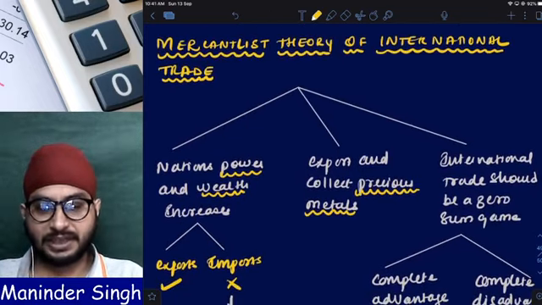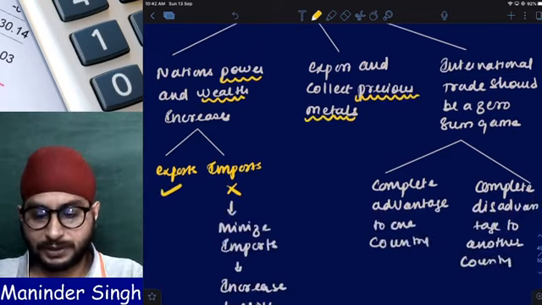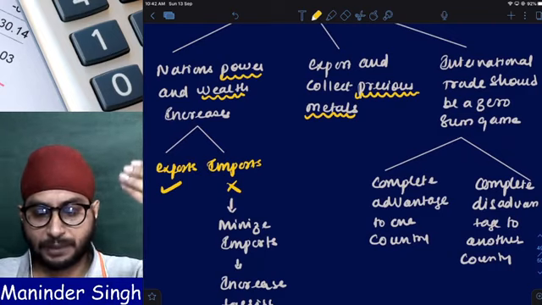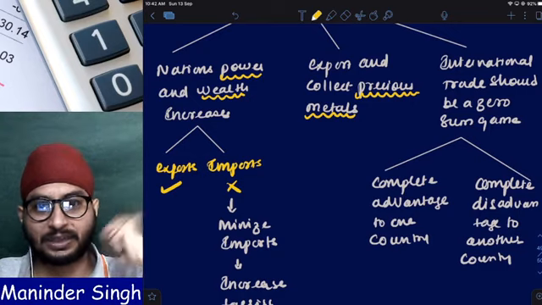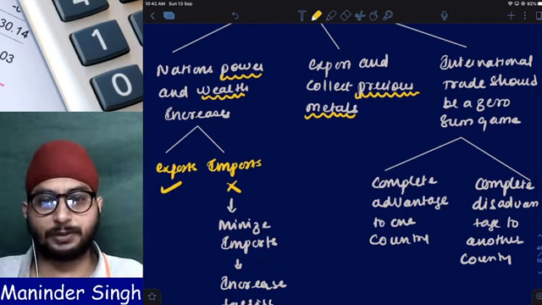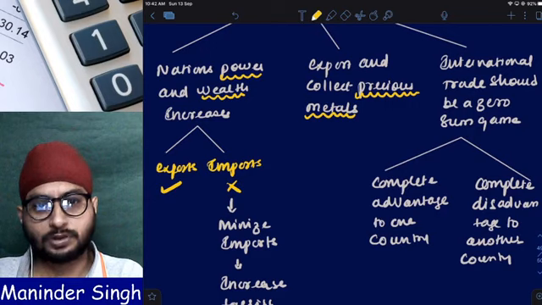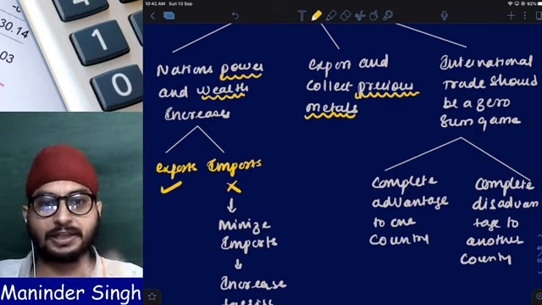So the mercantilist theory of international trade was given when? After Adam Smith or before Adam Smith? Before Adam Smith. Who has given? No one knows. It is mercantilist theory. According to those people, a country's power and wealth will increase only when exports are there. There are no imports, or exports are very high and you minimize the imports if you are unable to eliminate them. How to minimize the imports? Increase the tariff to such an extent that people will stop thinking of exporting to you.